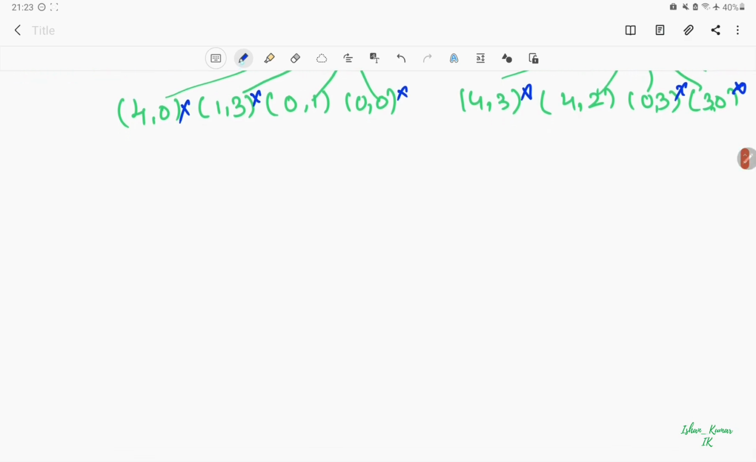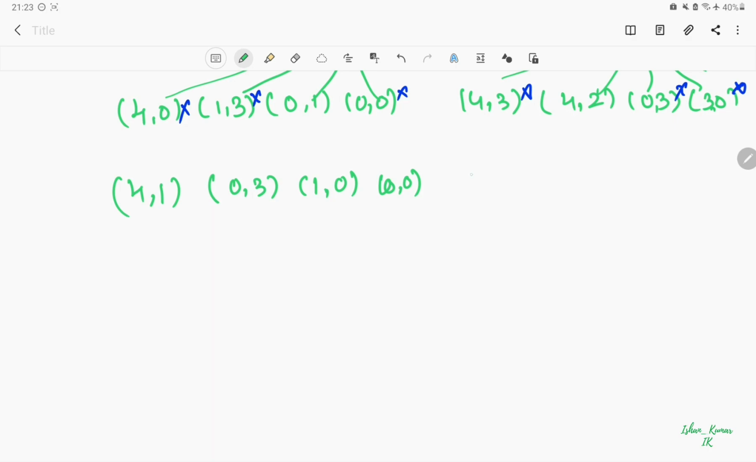Now, exploring 0, 1 or applying actions on 0, 1 and seeing all the possible states further. So from 0, 1, if we fill, we can get 4, 1, we can get 0, 3. If we pour water, we can get 1, 0, and if we empty it, we can get 0, 0 here.